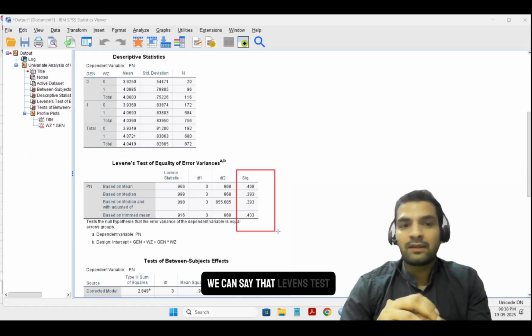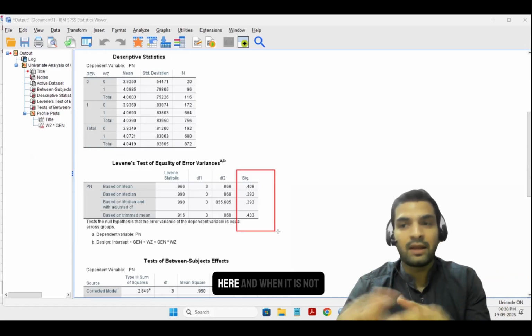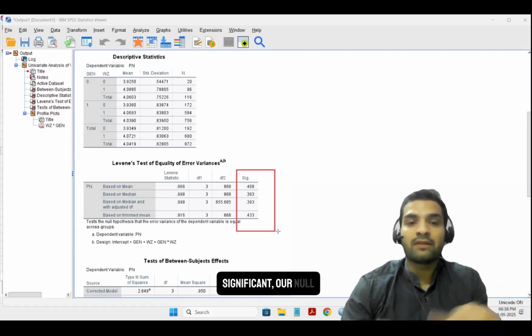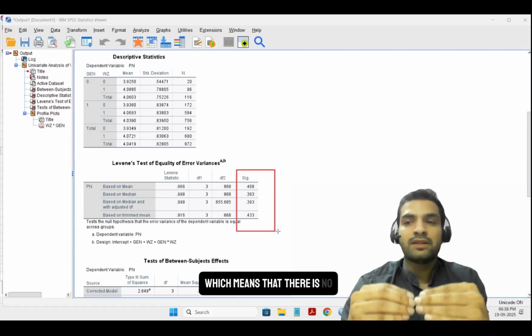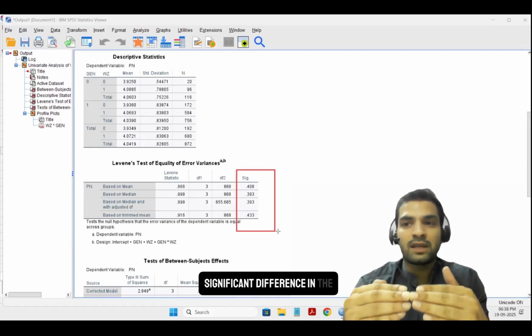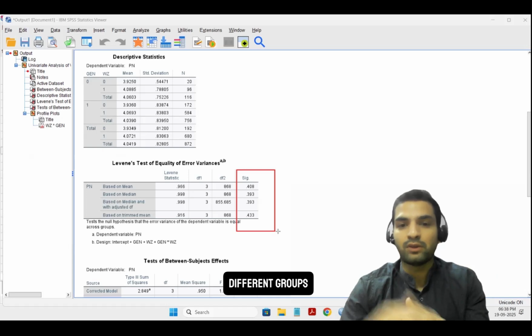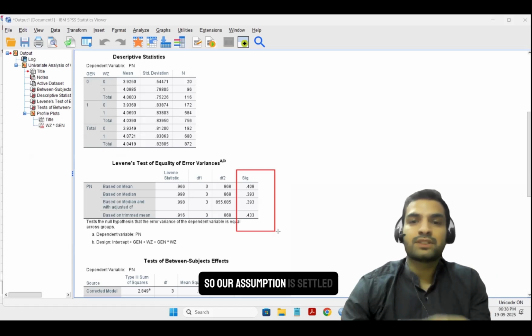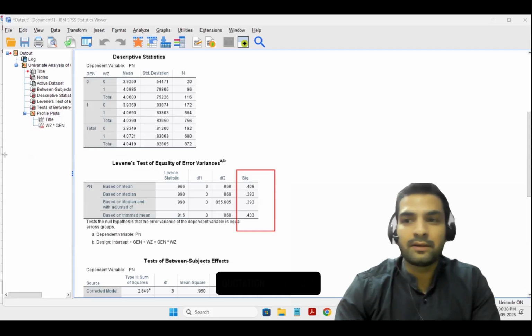So we can say that Levene's test statistic is not significant here. And when it is not significant, our null hypothesis remains, which means that there is no significant difference in the homogeneity of different groups, in the variances of different groups. So our assumption is settled here. We can go ahead to the next part of our analysis and interpretation of the data.